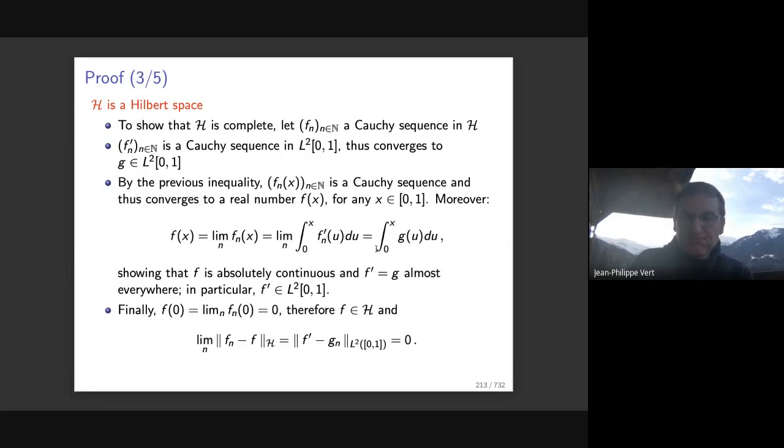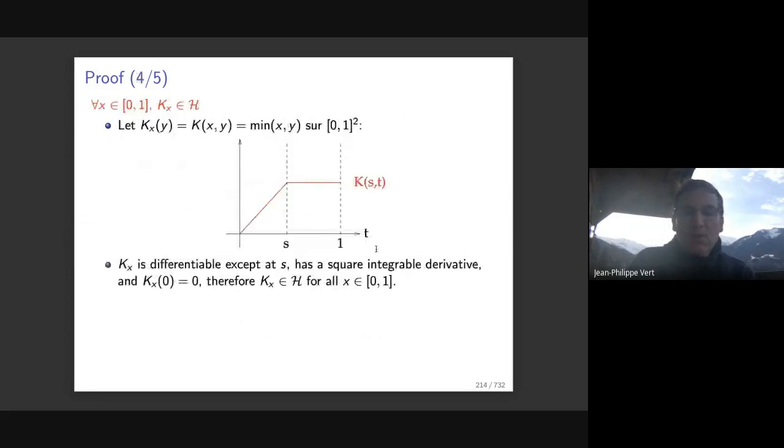All right, so capital H is a Hilbert space. Now remember that to prove that it's an RKHS, we have two more things to prove, and the two more things are surprisingly easy. The first is that we need to show that for any x, kx, so the function that to any y associates k of xy, is in capital H.